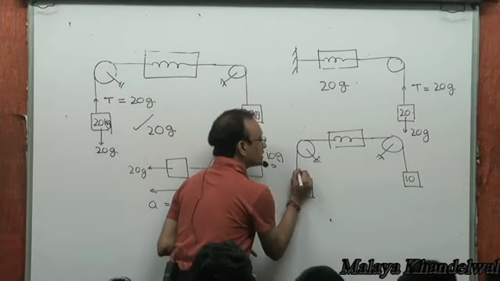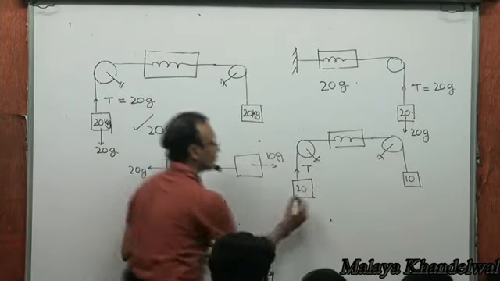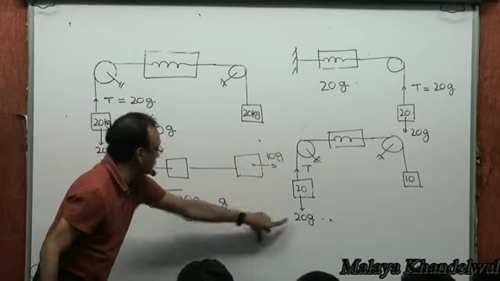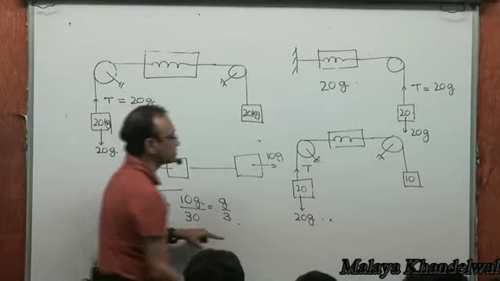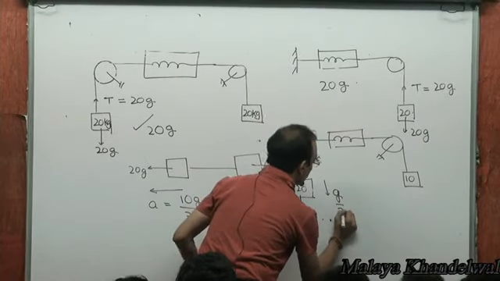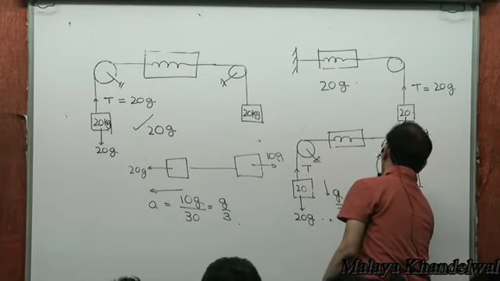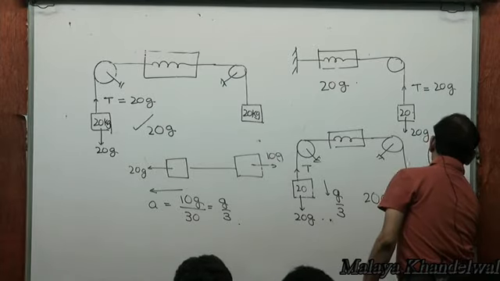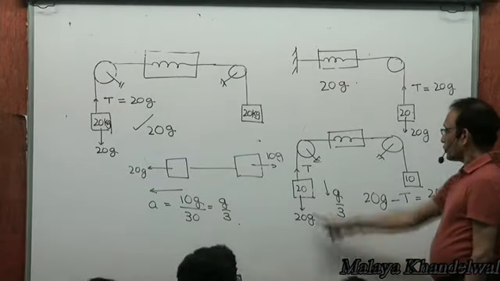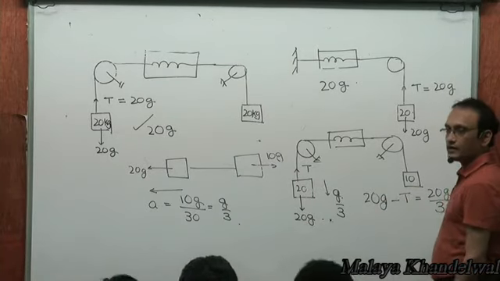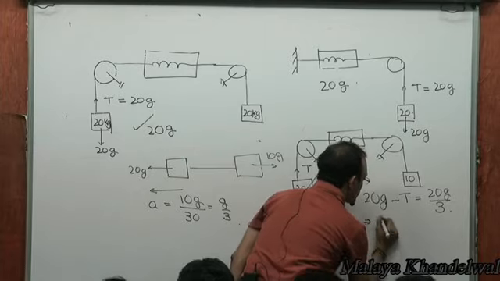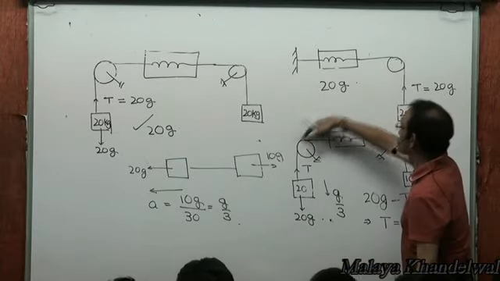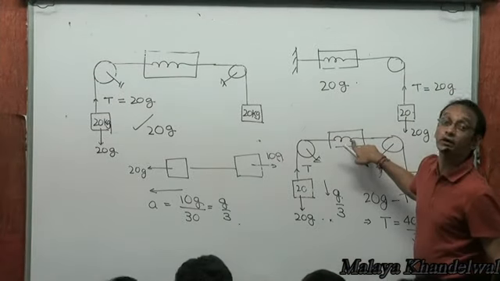Now, let's say the tension in this is T. This is 20 G. Under the influence of T and 20 G, it has an acceleration G by 3 downwards. So 20 G minus T is 20 into G by 3, mass into acceleration. T then turns out to be 40 G by 3. That's the tension in this string, and that would also be the reading of the spring balance.